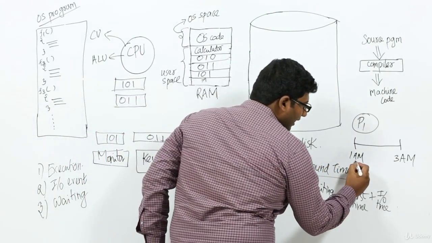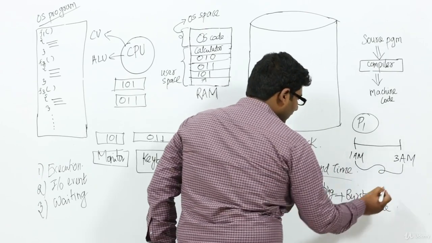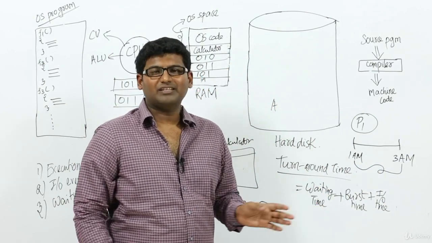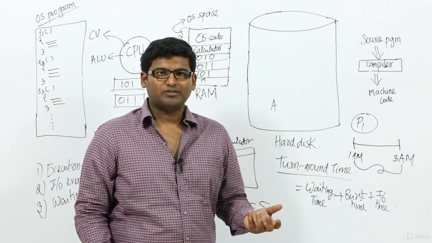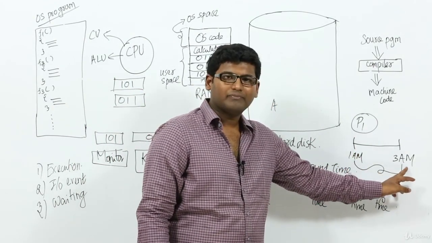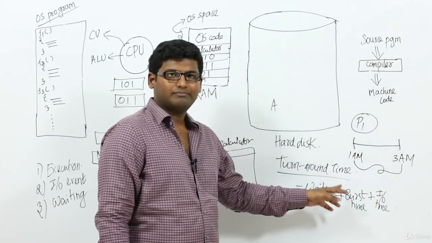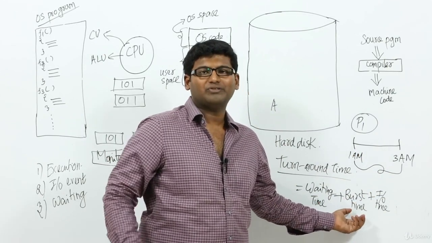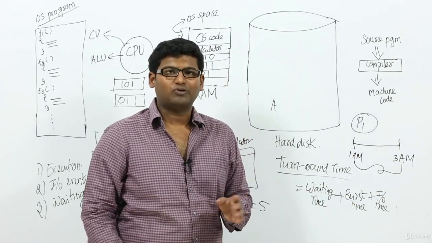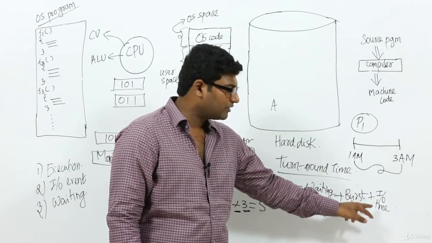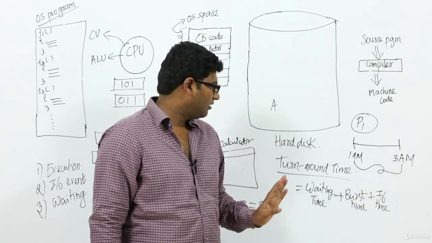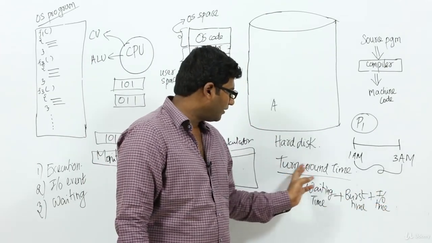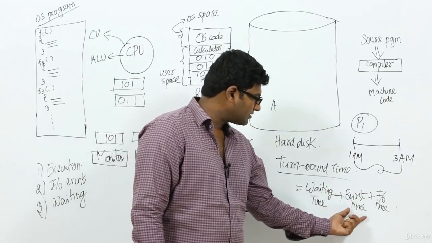Now this duration of time from 1 a.m. to 3 a.m. is also called as turnaround time. Now during this turnaround time, what are all the things this program should have undergone? Which means during this time from 1 a.m. to 3 a.m. this program should have either waited, which means it should have waited for some event to happen, or this program should have been executed by the CPU. See, execution time and burst time both are same. We can also say this execution time as burst time. Or this program should have undergone IO. So this turnaround time is a combination of waiting time plus burst time plus IO time.